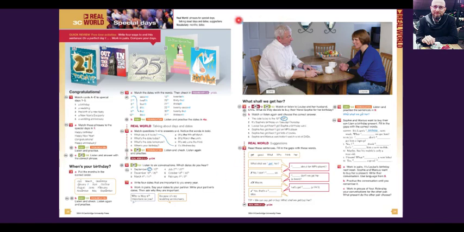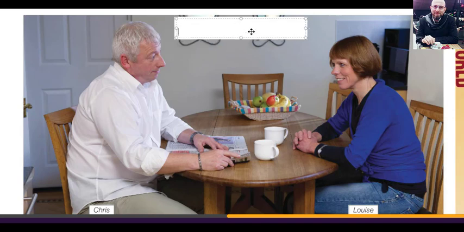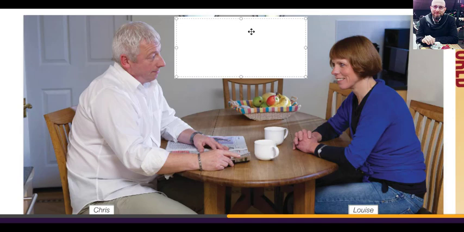Okay guys, so let's move here. Look at this photo. How many people are there? Now we have 2 people. They are old people, Chris and Lewis. So Chris and Lewis, they talk together about a birthday, their friend's birthday. So before we continue here, for example, what are the things that people give as a birthday present?